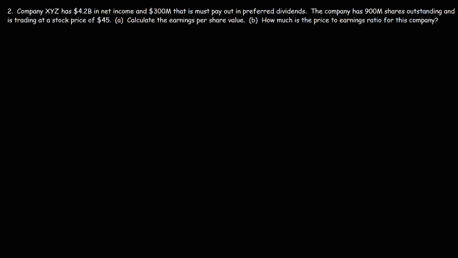Now let's move on to the next problem. Number 2. Company XYZ has $4.2 billion in net income and $300 million that it must pay out in preferred dividends. The company has 900 million shares outstanding and is trading at a stock price of $45. Calculate the earnings per share value.